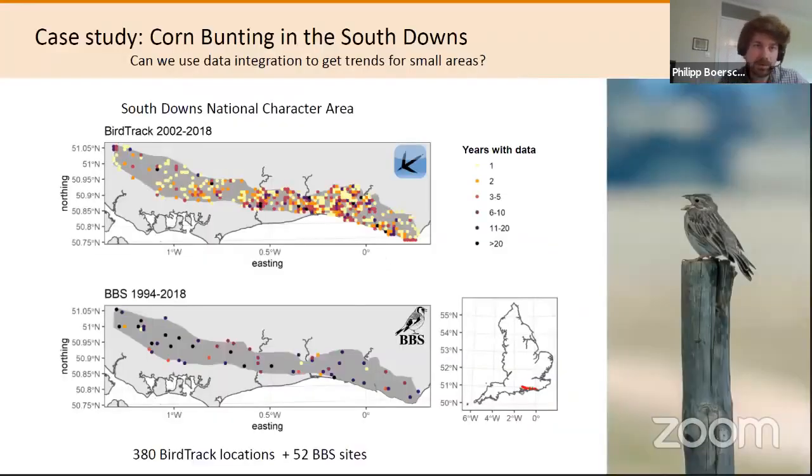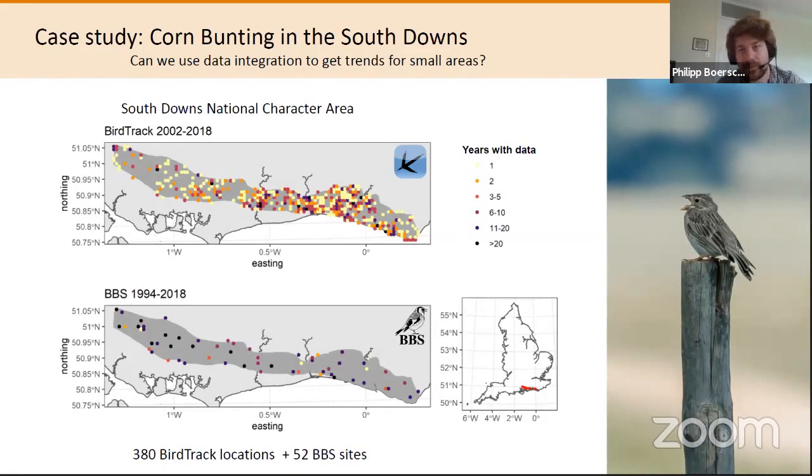And we combine these two models, and I want to talk about one case study in more detail, where we try to see: can we use these two data sources to derive a trend for a small area? And by small area, I mean something that's smaller than a survey stratum in the BBS. And here we chose the area in the South Downs on the south coast of England. And that's an area that is part of a national park.